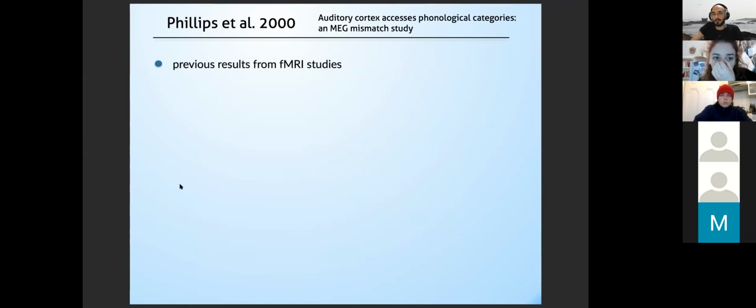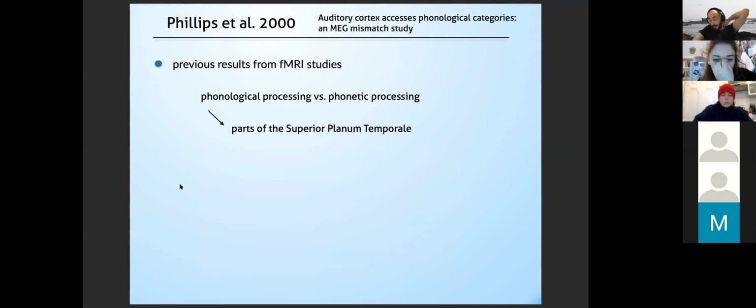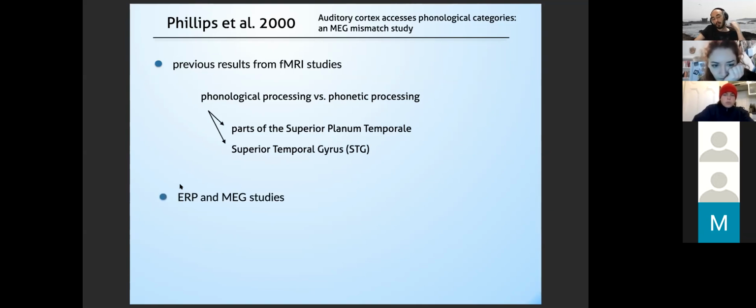Okay, so Phillips et al. considered that in previous fMRI studies, a lot of findings found that some parts of the superior planum temporale, which is basically your A2, you remember from the other experiment, your secondary auditory cortex, there is a lot of phonological processing, and STG as well, okay? Superior temporal gyrus. However, with ERP and MEG, they actually found in some studies that your auditory cortex has access to phonetic information, right? So information about the phonetic sounds.